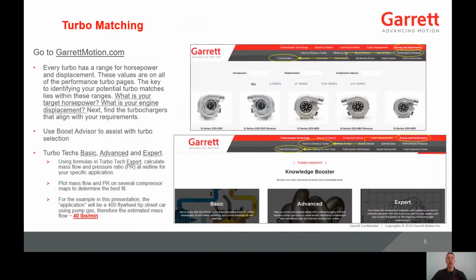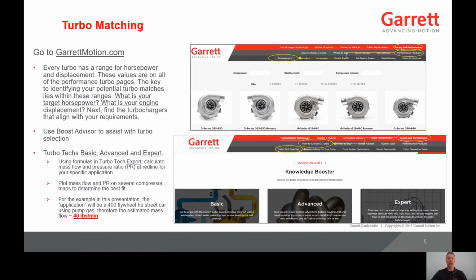For turbo matching, you can go to garrettmotion.com. Within the product pages, which are located at Racing and Performance, Performance Products, and Turbochargers, each page has a horsepower and displacement for that specific model. The keys to identifying your potential turbo match lie within these ranges. So it's important to have your target horsepower and engine displacement as you look for these turbochargers to align with your requirements. You could also use the Boost Advisor to assist with turbo selection.